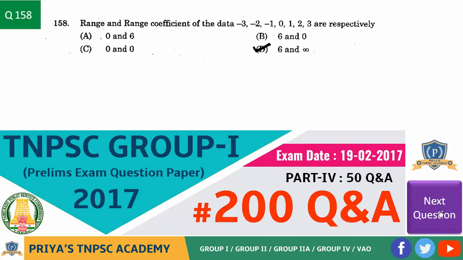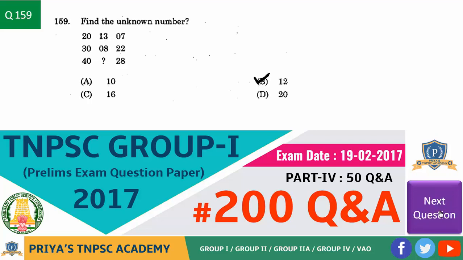Next question. Range and range coefficient of data -3, -2, -1, 0, 1, 2, 3 are respectively. Answer is option D, 6 and infinity. Next question. Find the unknown number. Answer is option B, 12.